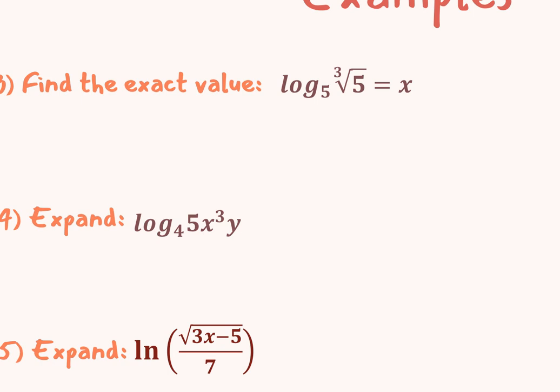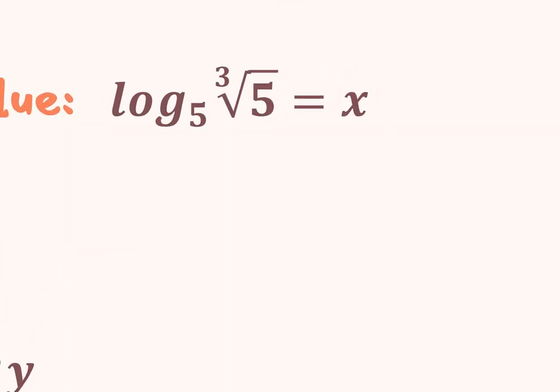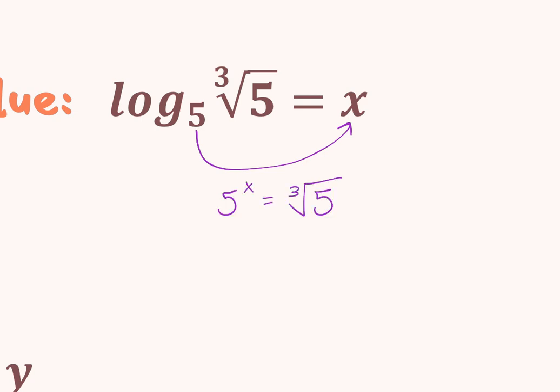So if I want to convert from log into exponential, how does it change my statement? What picks up what? This 5 comes over and picks up the x. So I'd get 5 to the x equals the cube root of 5. What's the cube root in exponent form? 1/3. So this is really 5 to the x equals 5 to the 1/3. And then the bases are the same, so x is 1/3. So that's one way to do it, and that's completely right.